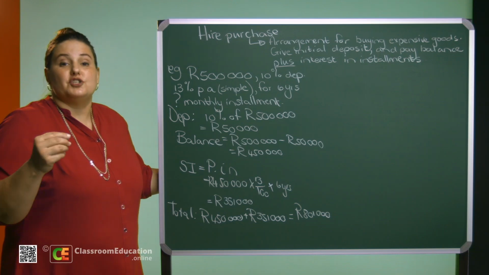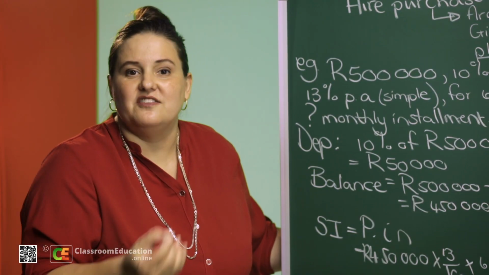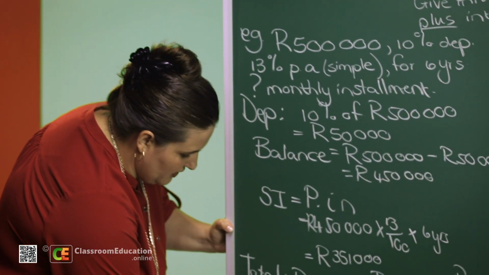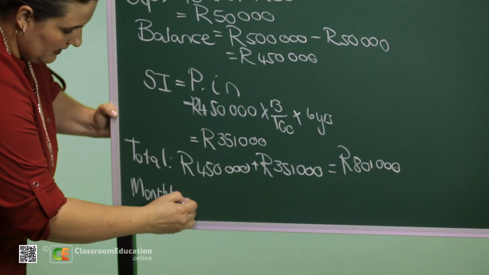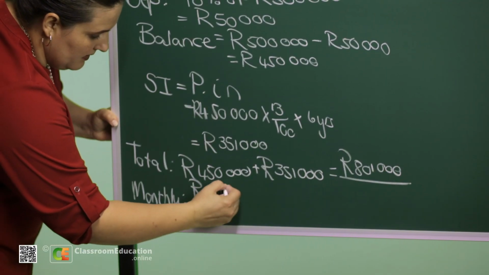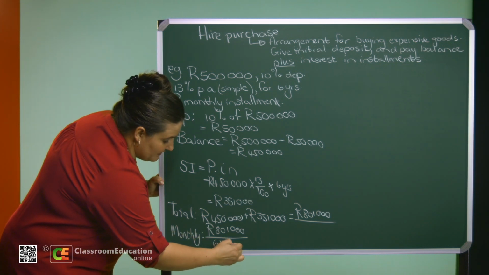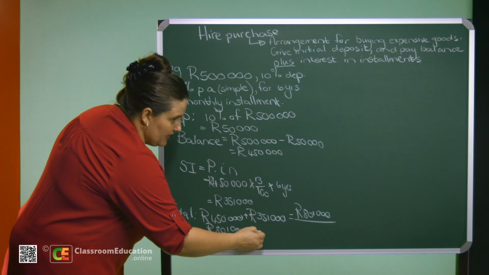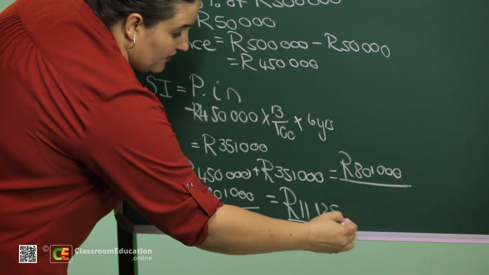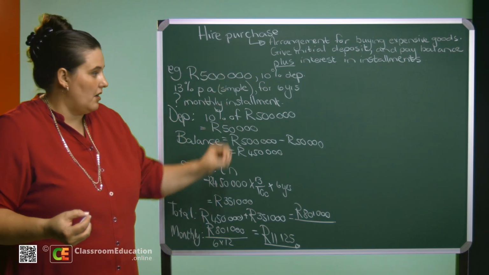So how are we going to determine the monthly installments? It's important to realize how many months there are in 6 years. 72. Well done. So for my monthly installment, I can say take my total amount, that's 801,000, divided by the amount of months, so it will be 6 times 12, and that is 72. If you work this out, you'll get an answer of 11,125 that you need to pay monthly in order to be able to purchase this car.